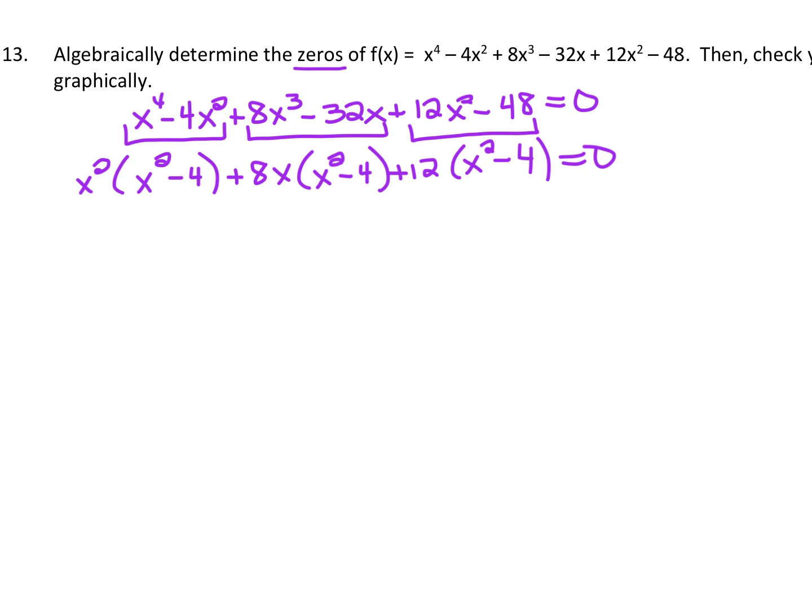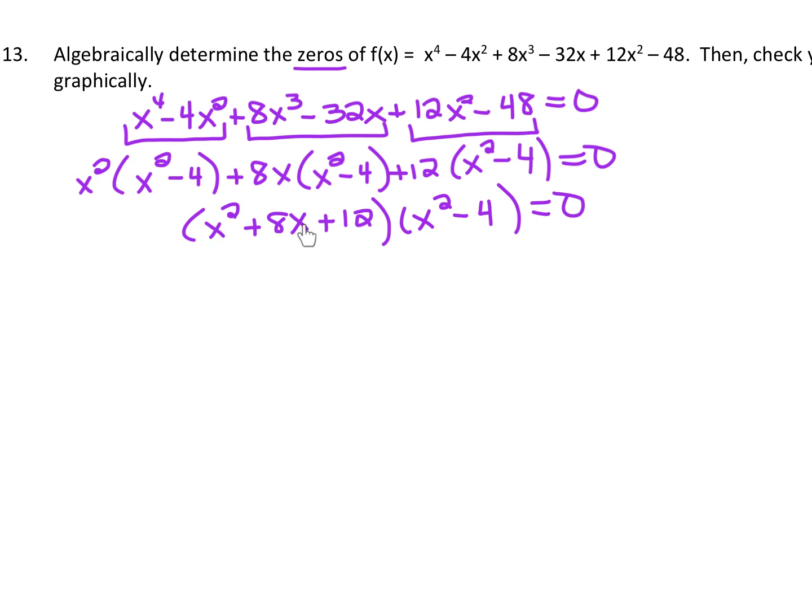Now, because they say the same thing, we can take what's in front of them, so this x squared, this plus 8x, and this plus 12, and we can group them together as our first parenthesis. And then what we're going to do is take this common binomial factor of x squared minus 4, and rewrite that once and once only. Okay, now from this point, you want to look and say, can I factor further?